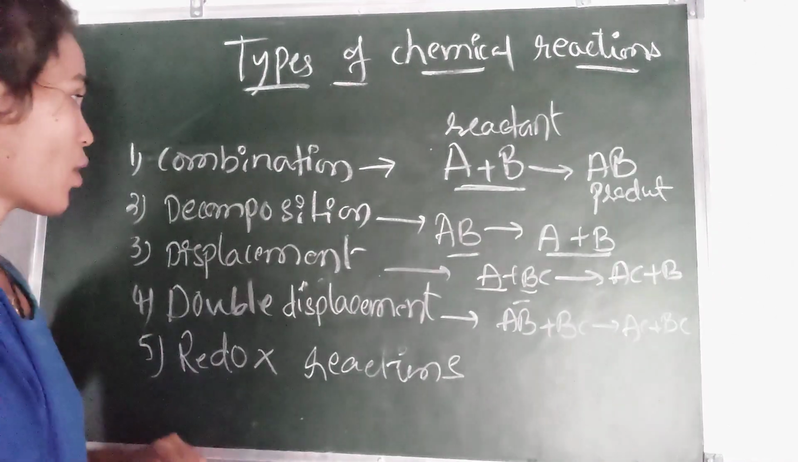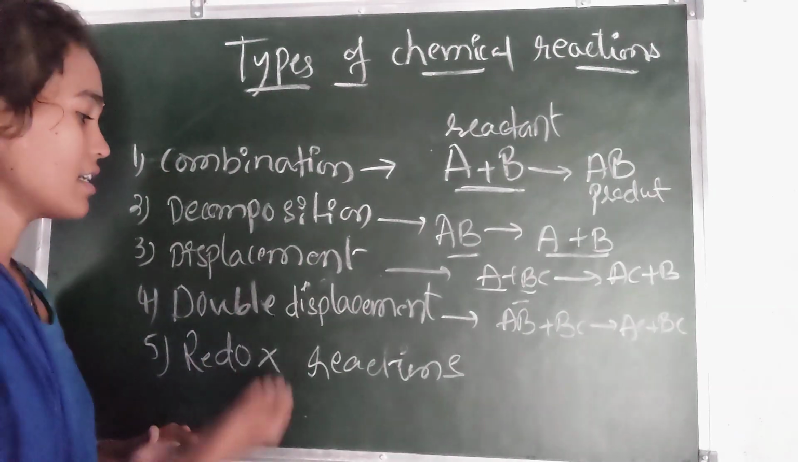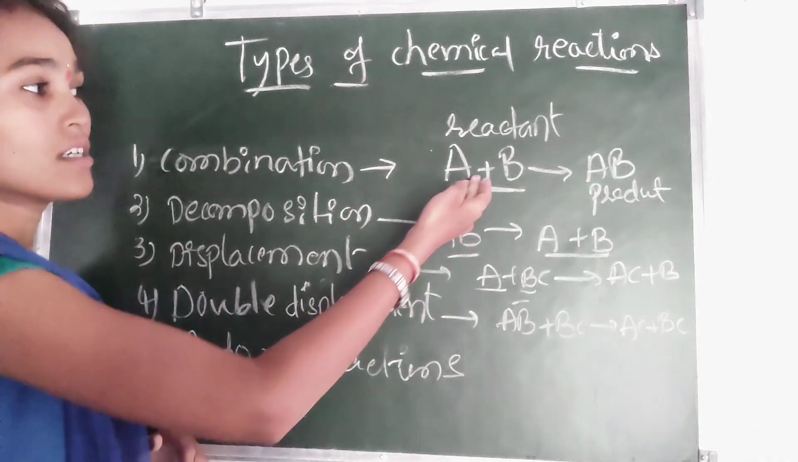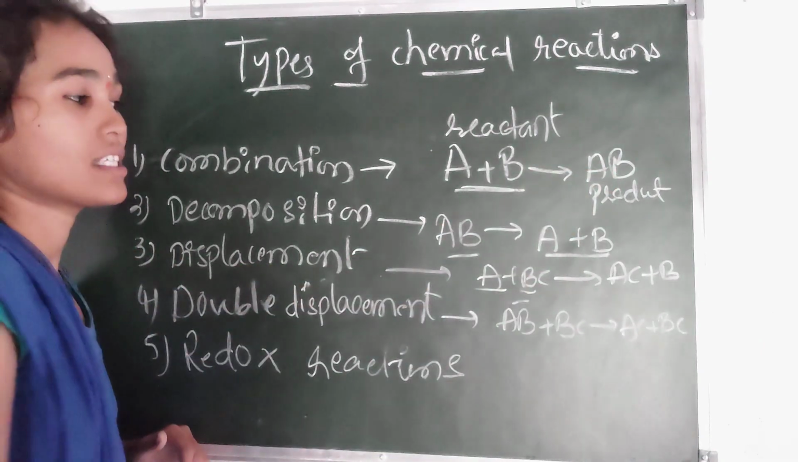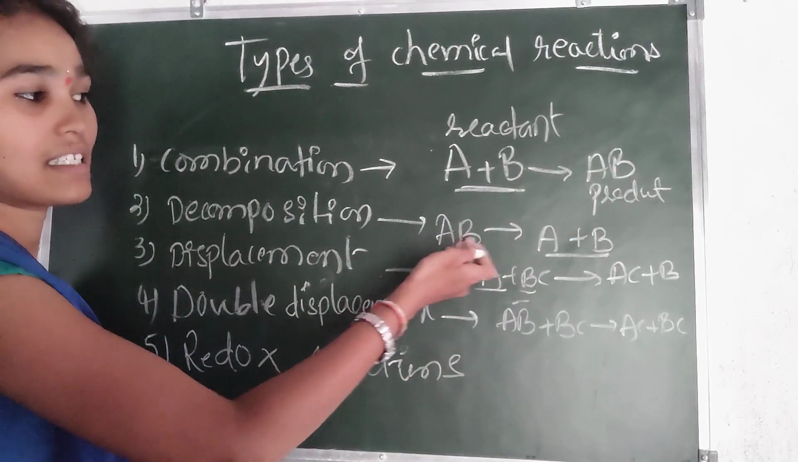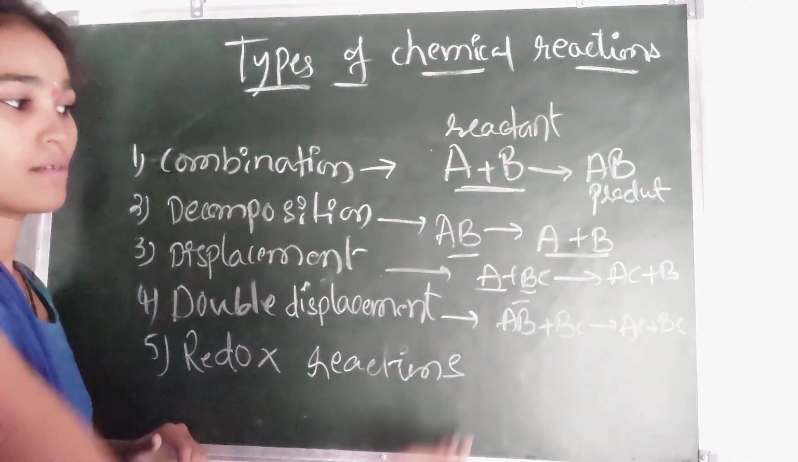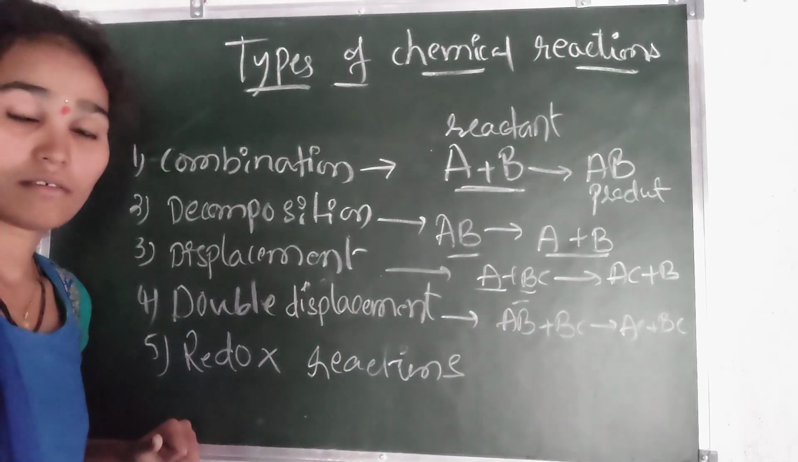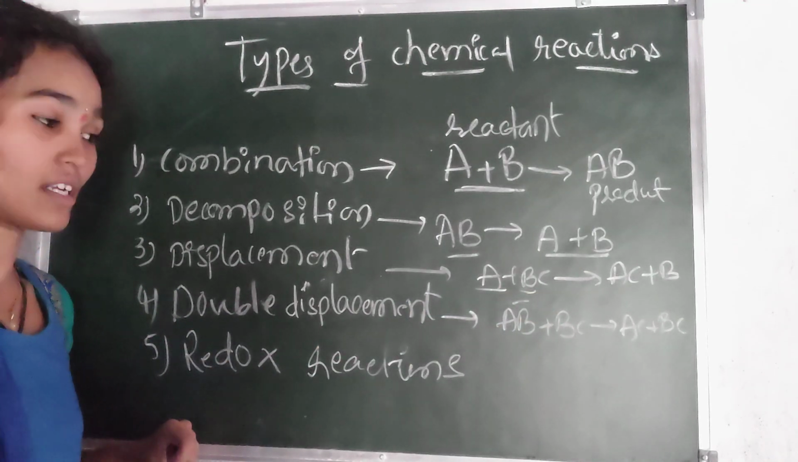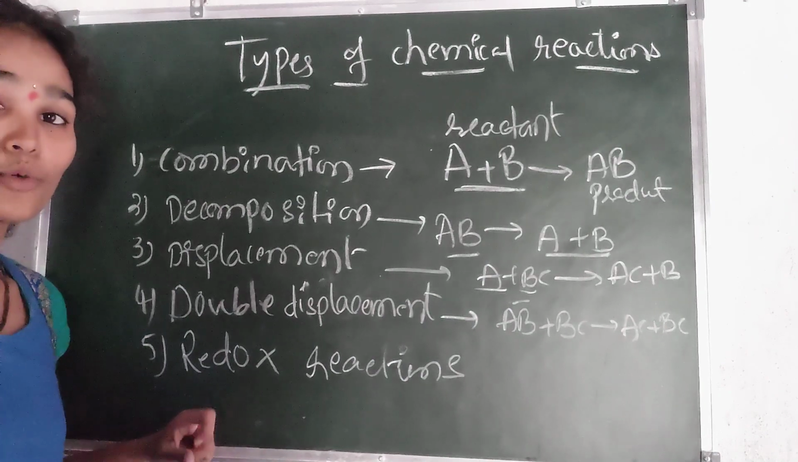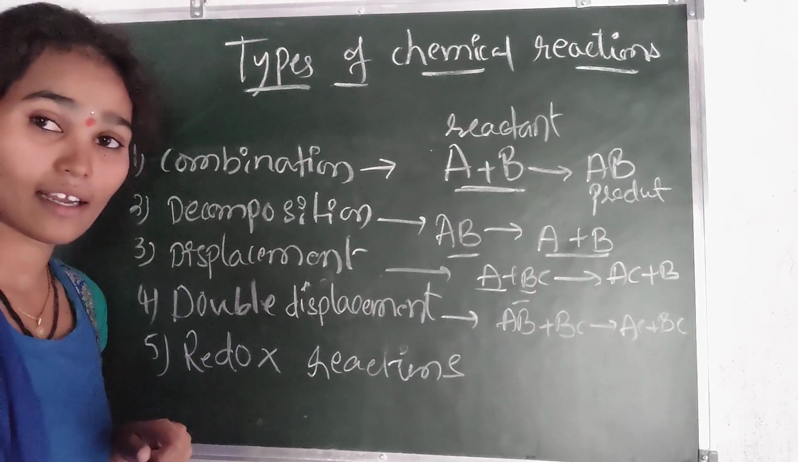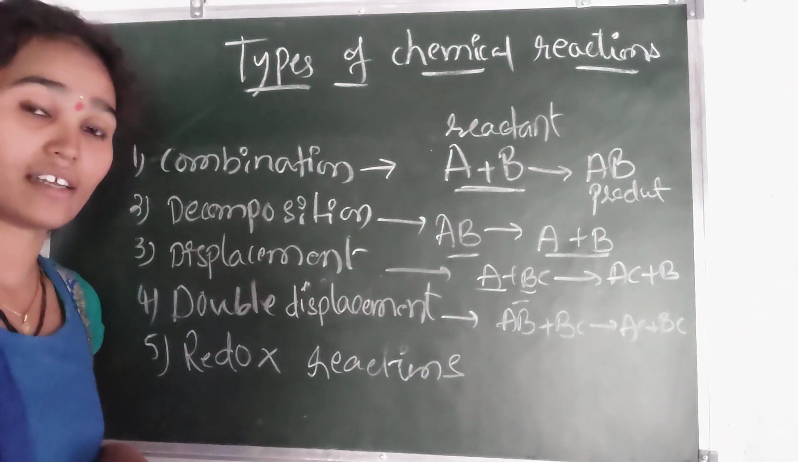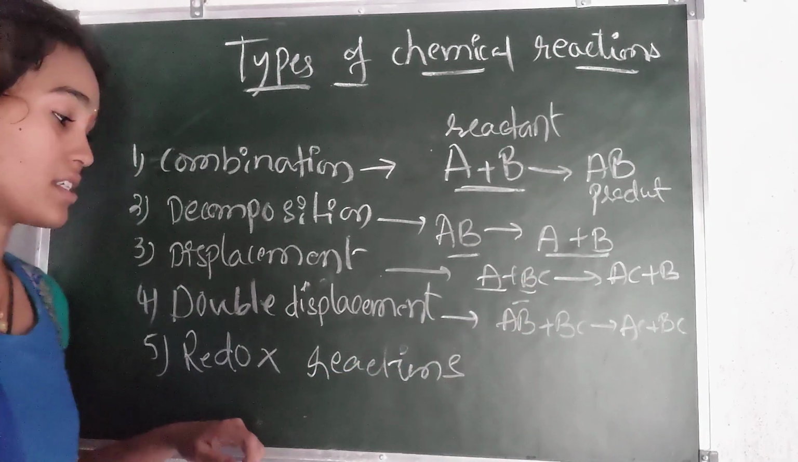So here: combination, decomposition, displacement, double displacement. In combination, two reactants are involved forming a single product. In decomposition, a reactant gives two products. In displacement, a highly reactive element replaces a low reactive one. In double displacement, two compounds undergo inter-exchange of ions and form new compounds.